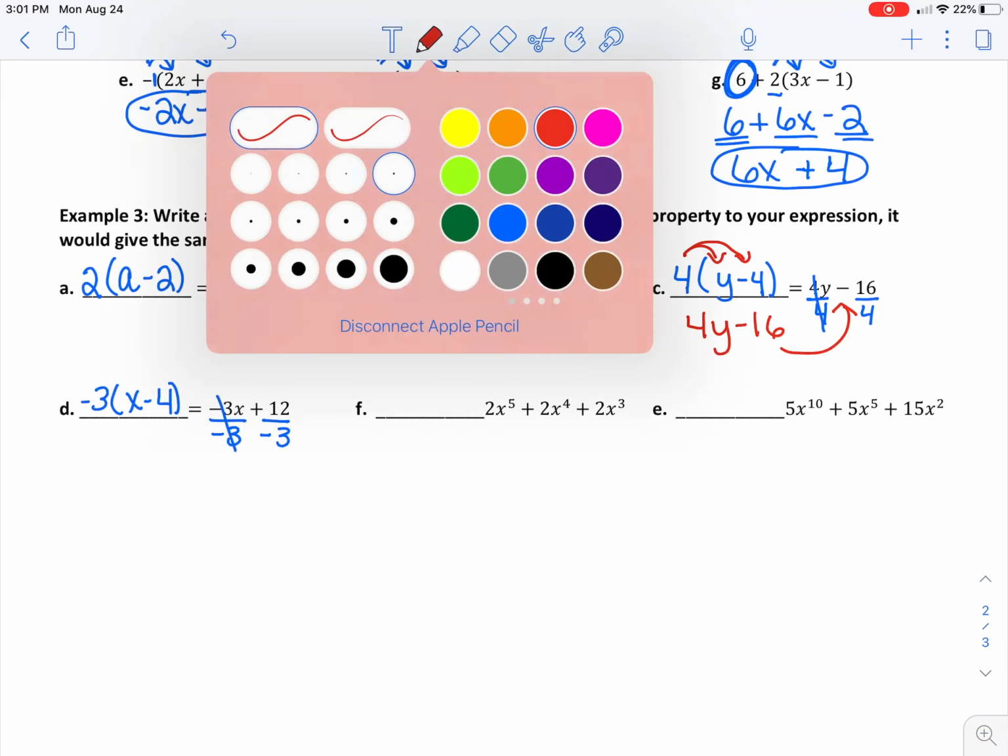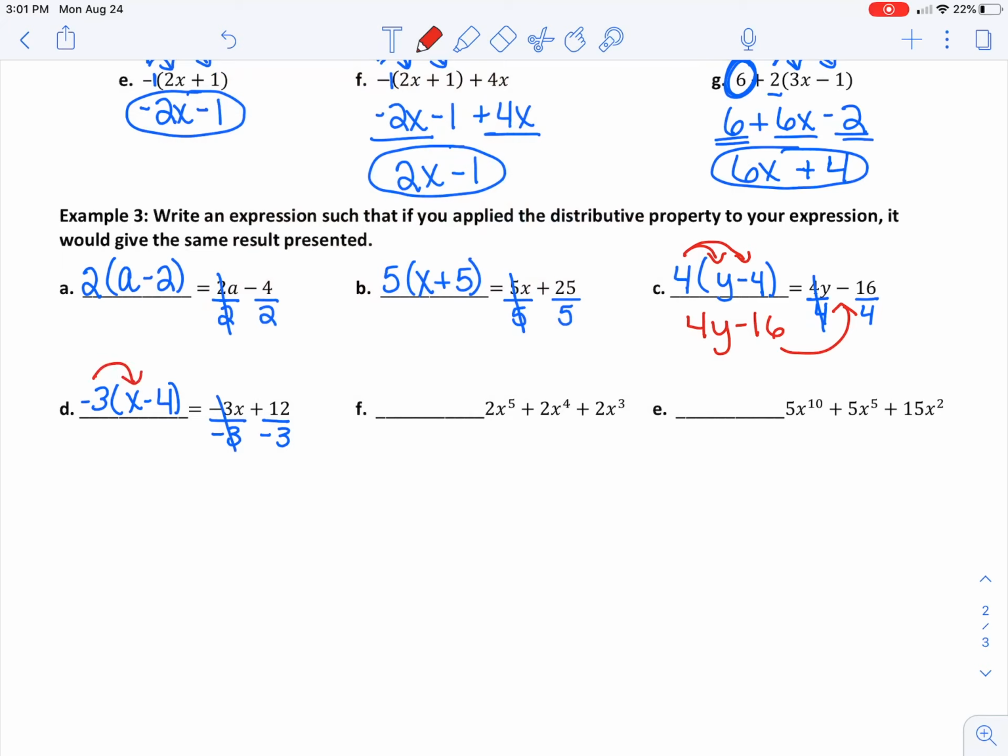Okay, again, if I wanted to check my answer, all I'd have to do is multiply or distribute. Negative 3 times x is negative 3x. Negative 3 times negative 4 is a positive 12, which is what I wanted. Okay, that's just checking your work. You do not have to do that. I would recommend it, but you do not have to.